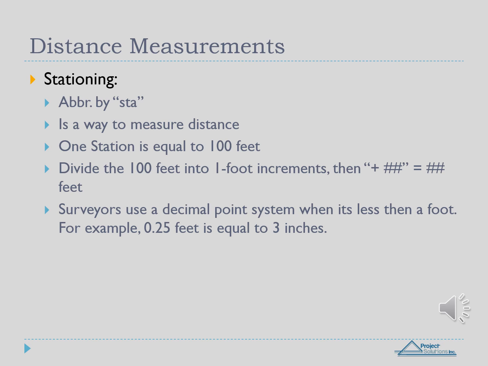Here's why. The numbers before the plus are complete stations. Numbers after the plus symbol are increments of a station, so those numbers are out of 100 feet. Finally, any number following the increments will be a decimal of a foot.